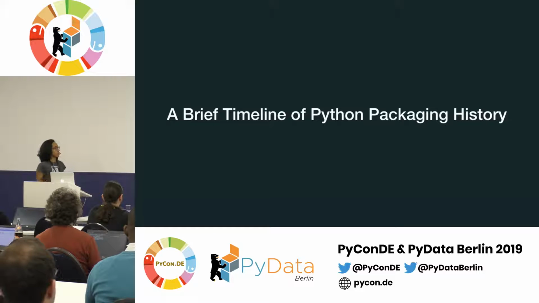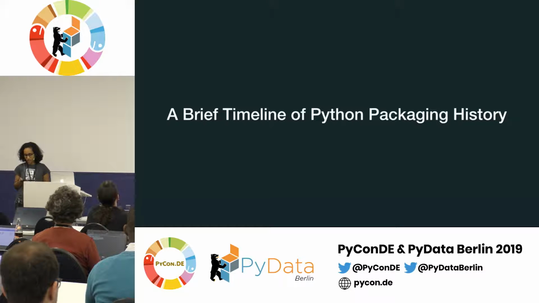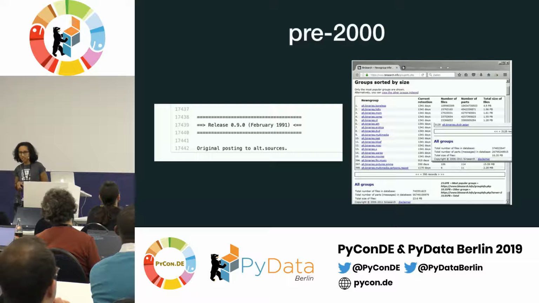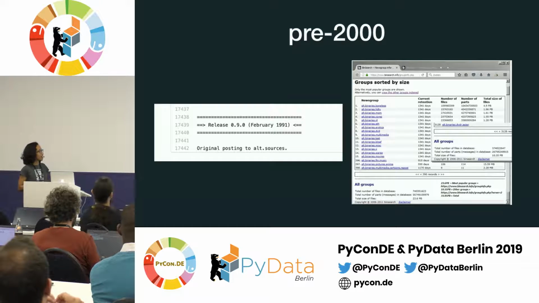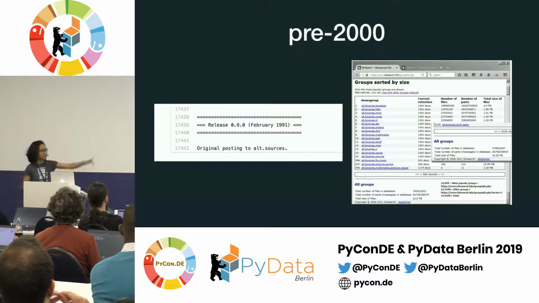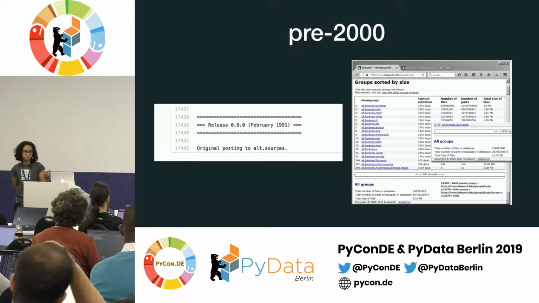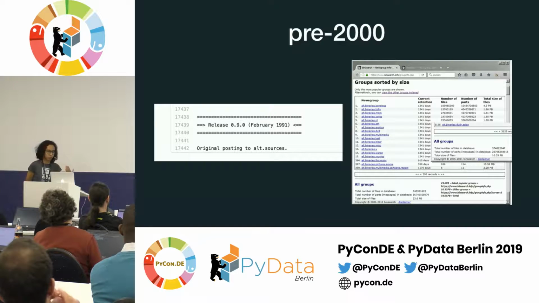So, a brief timeline of Python packaging history. In 1991, Python was announced to the world by Guido at the alt sources mailing list and Usenet. That's how Usenet looked. And back then, Python didn't come with any kind of packaging tool or distribution tool. So when people would write their own Python code and they wanted to share it with the world, they would just put it up on their personal website or somewhere.